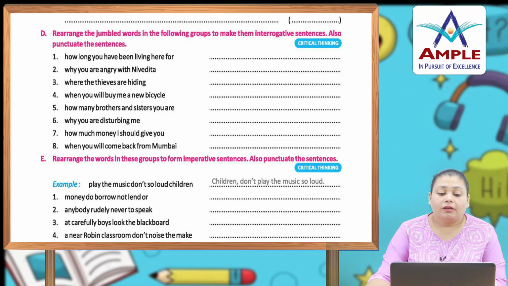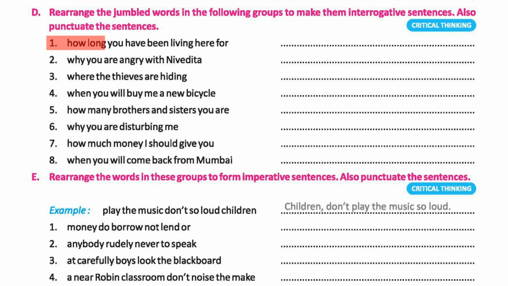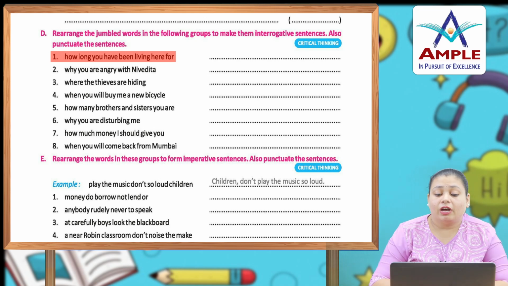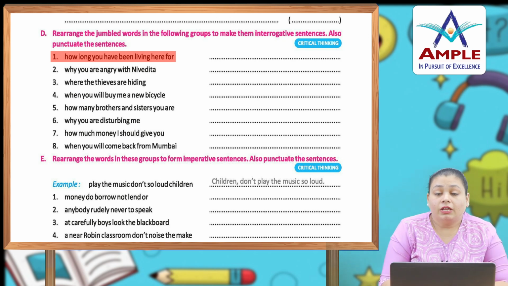Okay, now D, rearrange the jumbled words in the following groups to make them interrogative sentences. Now you have to make it into an interrogative sentence. Also punctuate the sentence. Okay, number one: how long you have been living here for? So the answer is: for how long have you been living here, with a question mark. Okay, because we are making it an interrogative sentence. For how long? We are asking someone how long have you been living here?